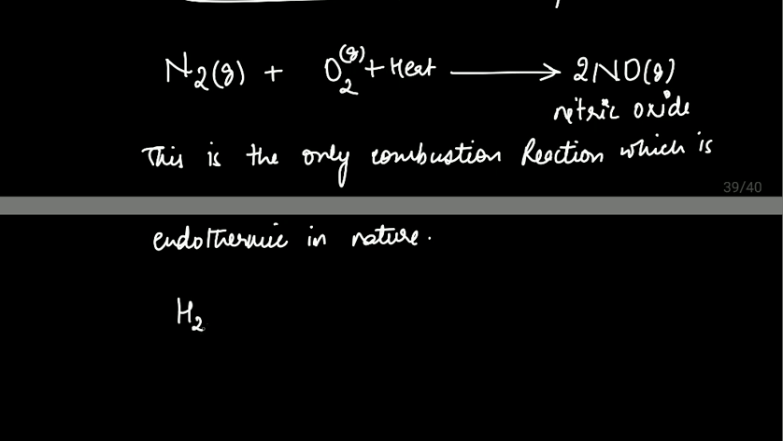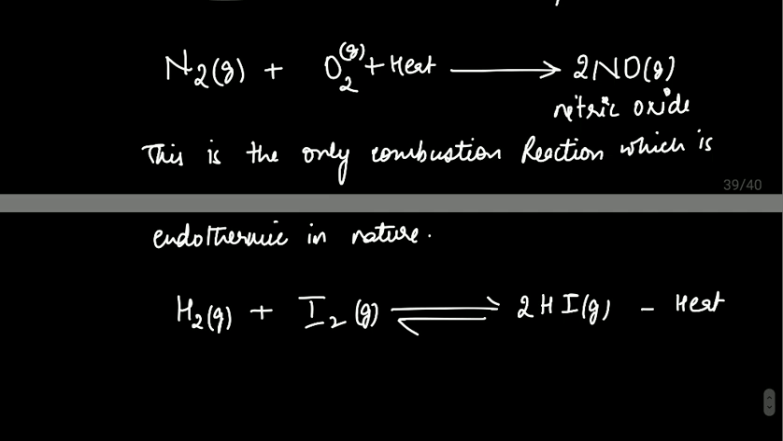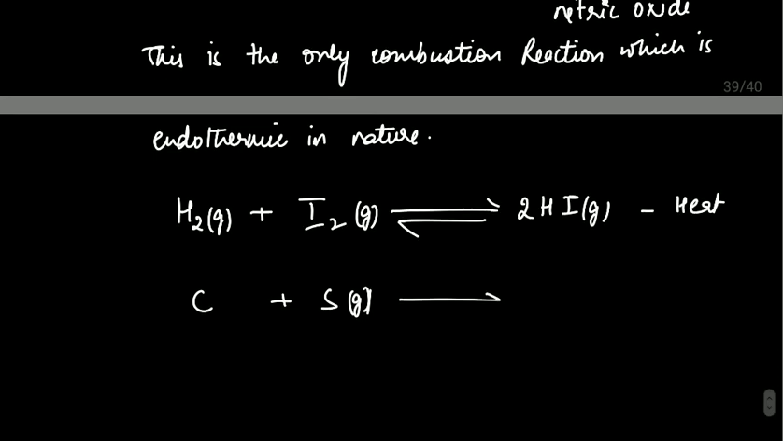So let's take this example: hydrogen reacting with iodine, and this is very much reversible, giving us hydrogen iodide in the gaseous state. So you can write minus heat over here. You can write plus heat on the left hand side. It's up to you. Then this reaction, carbon reacting with sulfur. So we are writing sulfur in the simplified form, otherwise the molecule of sulfur is octatomic, having 8 atoms chemically bonded together.